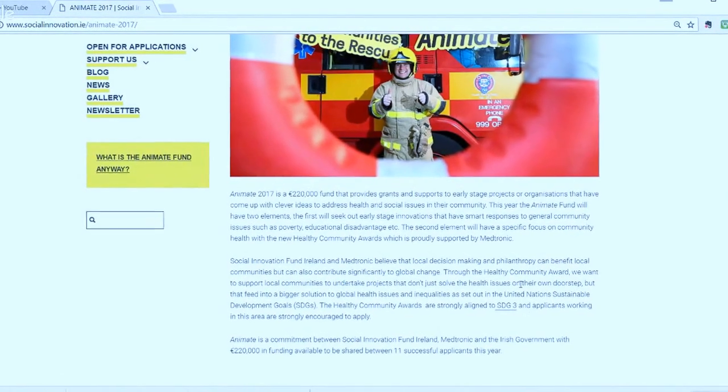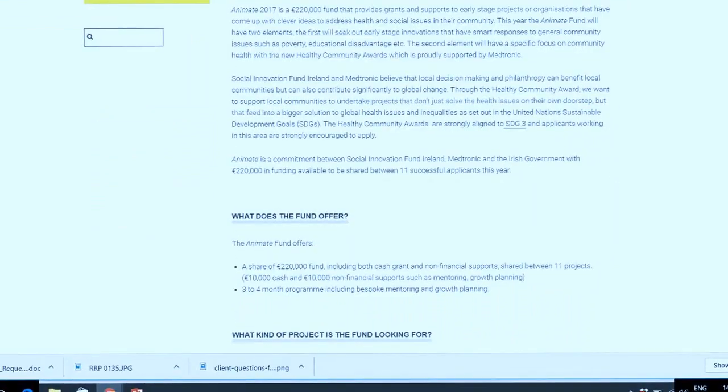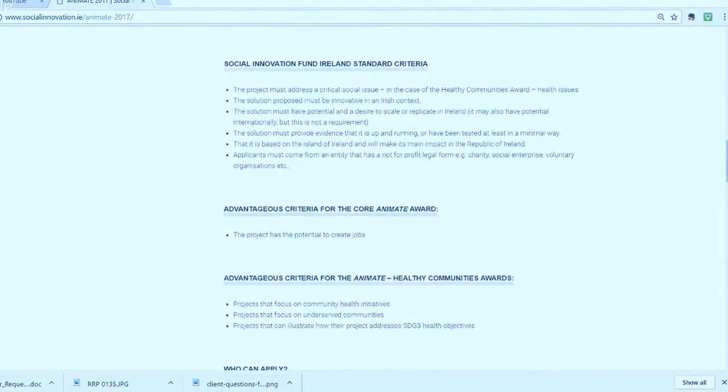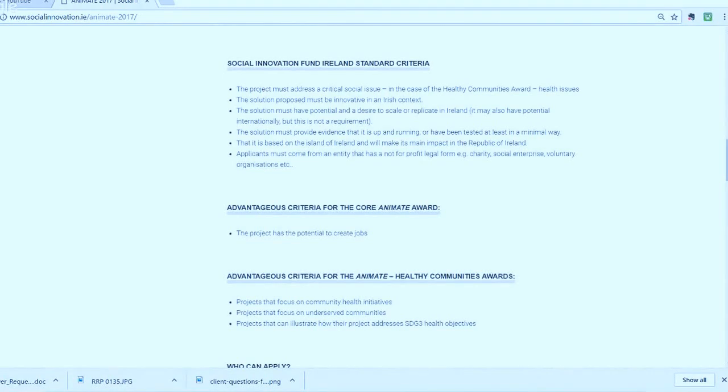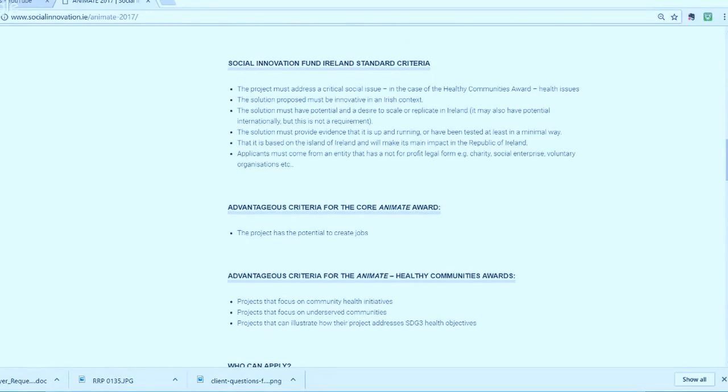So I'm going to ask Aisling just to scroll down to these standard criteria, and it's actually my first tip for the application form. Really try and spend time to understand these standard criteria, to understand how your project fits these criteria, because what you'll start to notice is the language and the structure of the standard criteria is mirrored across the application form. So the project must address a critical social issue. You will have an opportunity, actually, in the very first question of the application form, to call out what is the critical social issue that you're trying to solve.